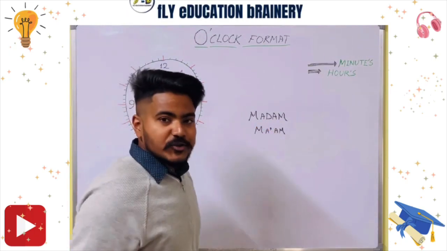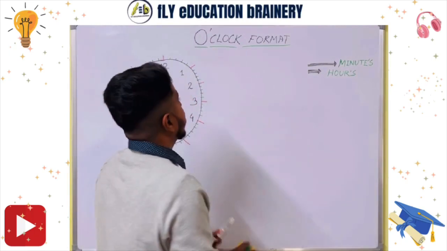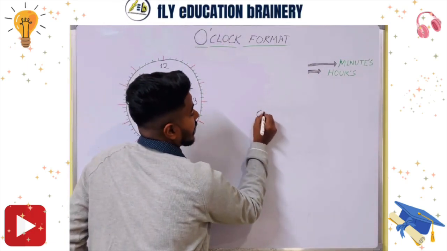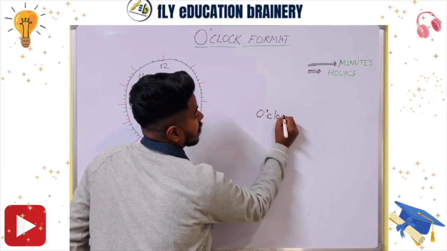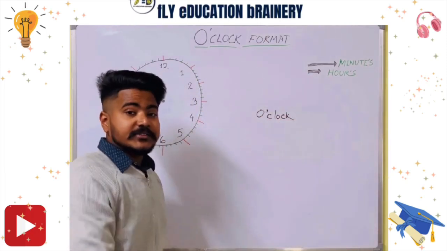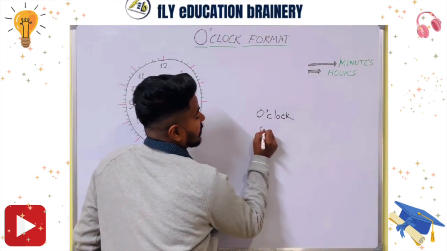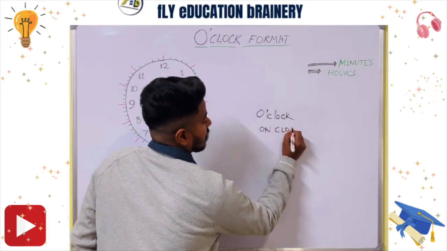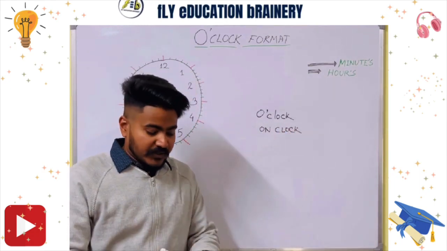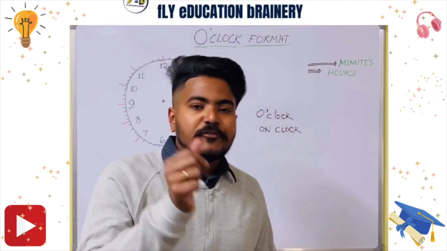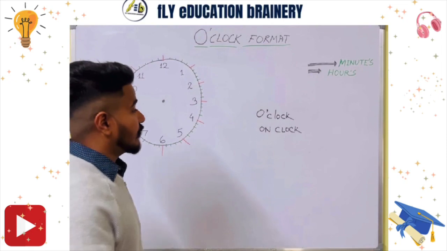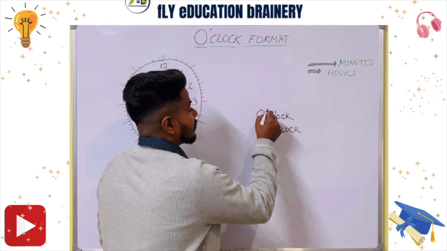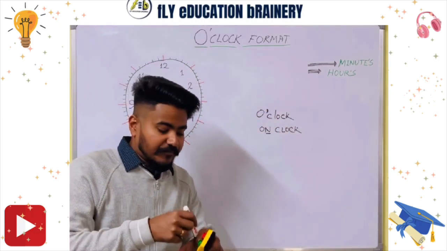In the same way we can see that in the word o'clock there is an apostrophe, O clock. So what does this o'clock actually mean? It actually means on clock. So the word o'clock is the short form of the words on clock. What we did is we have only omitted this letter N and put an apostrophe in place of N. So that's very clear.